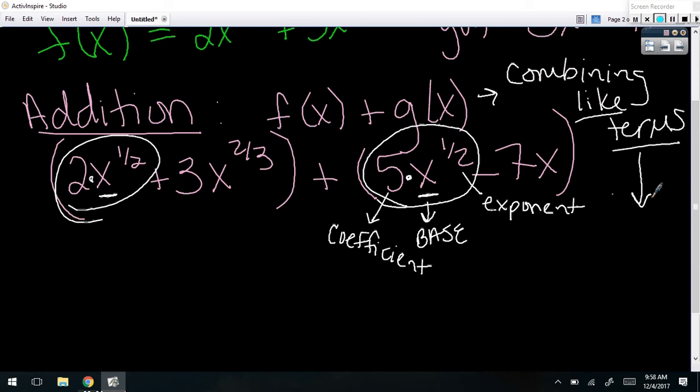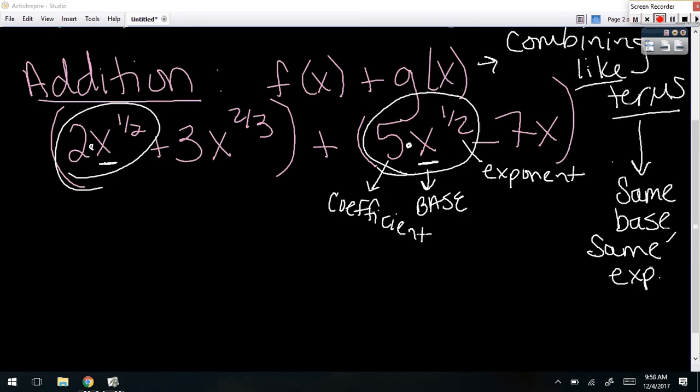And so we said like terms means it has the same base and the same exponent. If we have the same base and the same exponent, how do I combine like terms? I combine the coefficients, and just bring the base and the exponent down. Exactly. I only combine the coefficients.